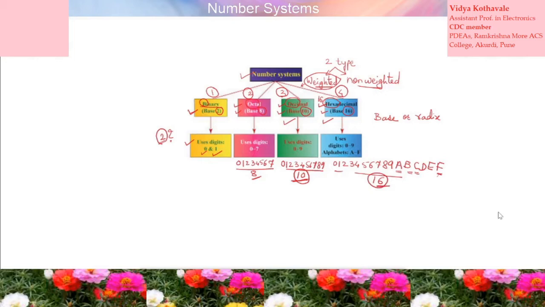Let's define base or radix for any number system. The number of digits used to represent a number system is termed as its base or radix. Note here that all these number systems, binary, octal, decimal and hexadecimal, are weighted number systems.